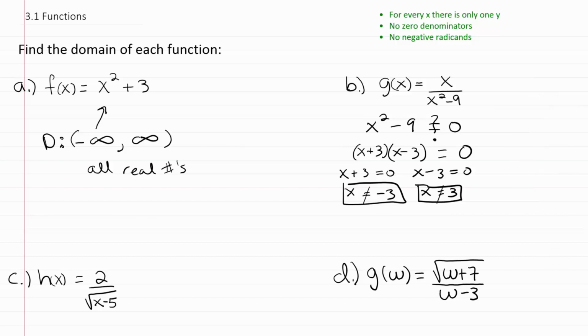So basically we're going to say x cannot be negative 3 and x cannot be positive 3. All right, so with that in mind, we're going to go ahead and say that the domain is all real numbers except for negative 3 and positive 3. But the way I want to write this is using interval notation.